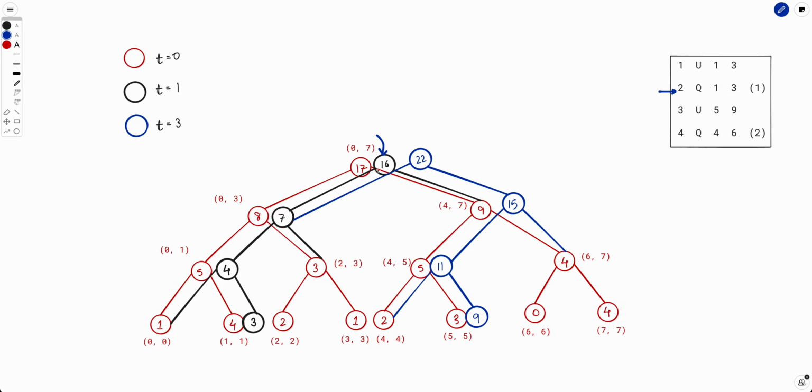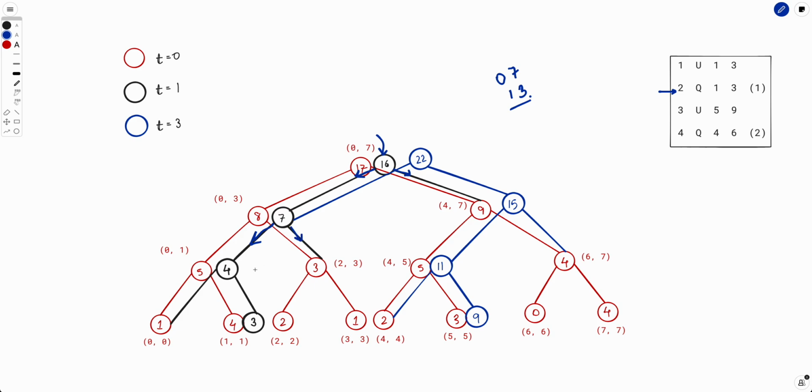So let's just try one example here. Let's say we try to query 1 comma 3. So this is 0 comma 7. 0 comma 7 doesn't completely overlap with 1 comma 3, right? So you will go to both left and right. Now if you go to the left, you hit here, which is 0 comma 3. Again 0 comma 3 is not completely overlapping with 1 comma 3, so you will again go left and right. So again left of this would be this and right of this would be this, right?